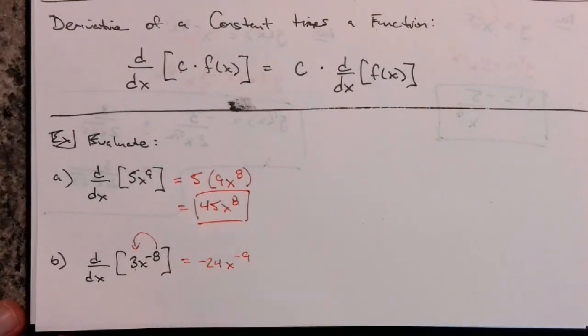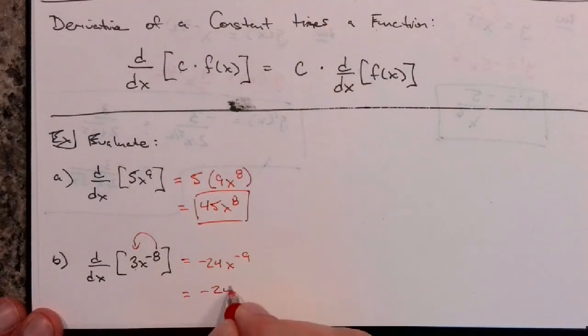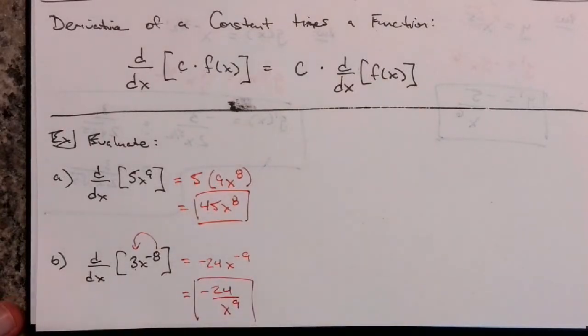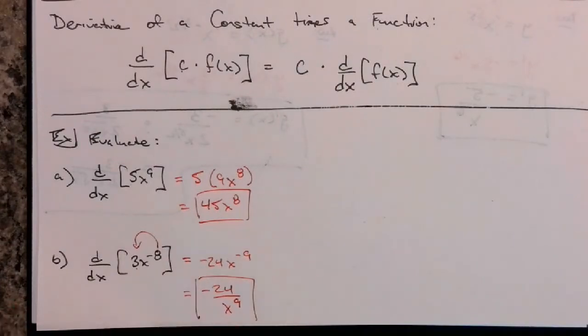If I said do not simplify, you could leave it like that. If I asked you to simplify, this is the same as negative 24 over, remember x to the negative 9, the negative tells you to move it to the denominator, make the power positive, so it's negative 24 over x to the 9th. Don't use this negative to move around, right? The negative in front is just telling you the sign of the number. All right, so don't get that confused with the exponent rule.